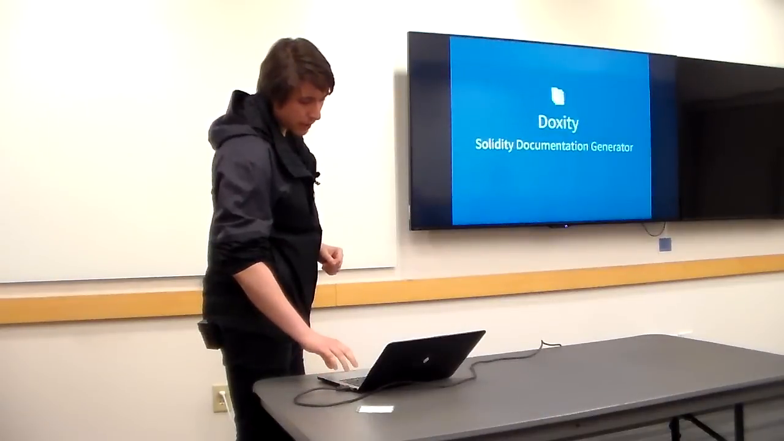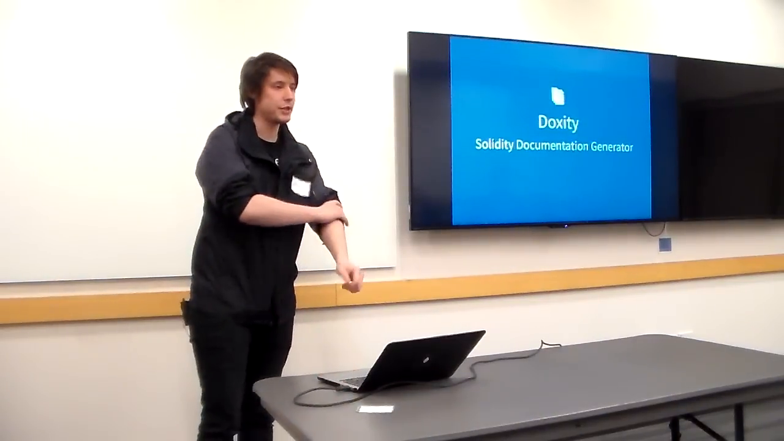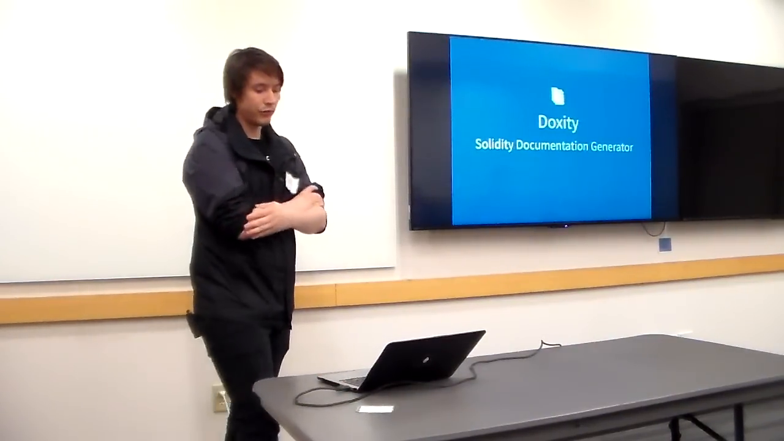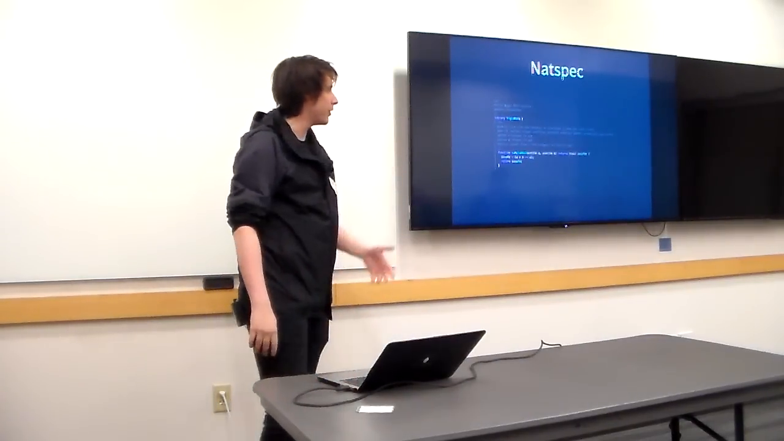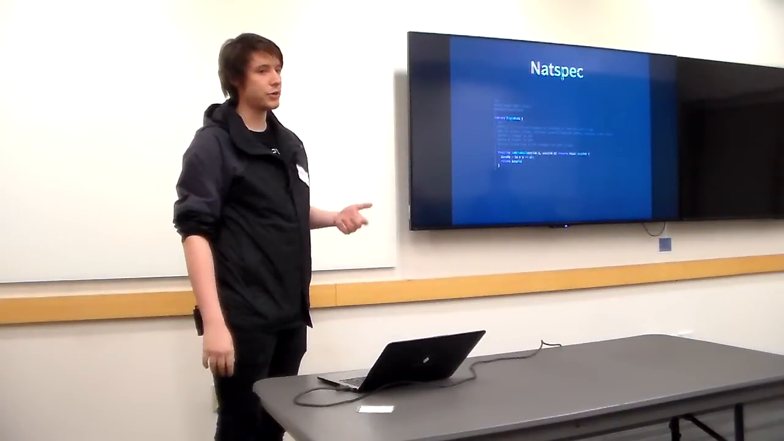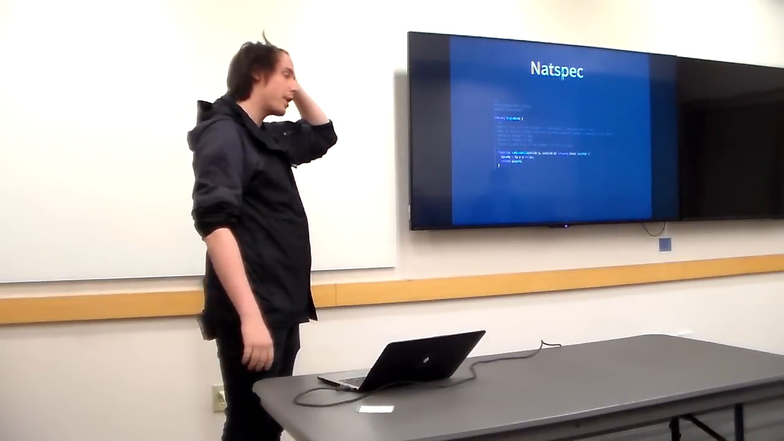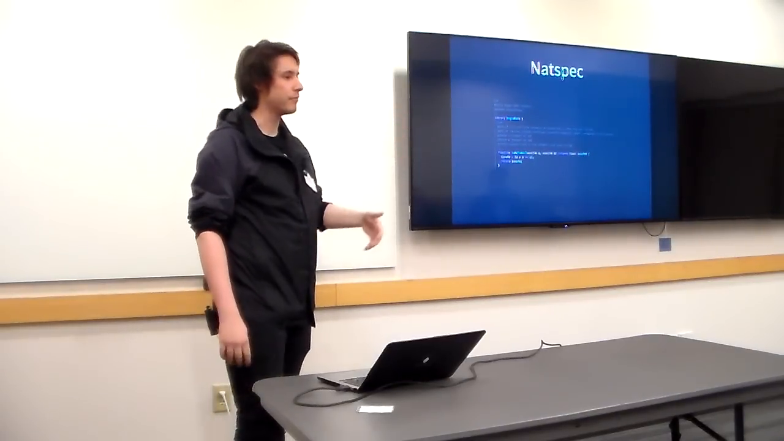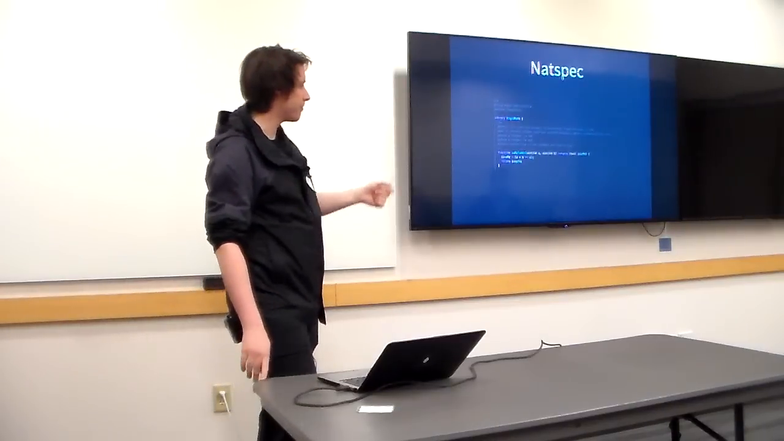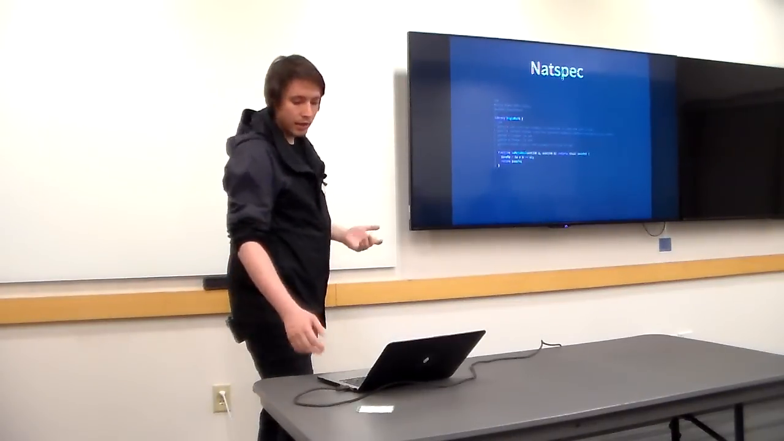The final tool is Doxity, a documentation generator for Solidity. So there is this relatively little known thing in Solidity called NatSpec, natural language specification, where you can write in your comments descriptions about the methods that are next to the comments.